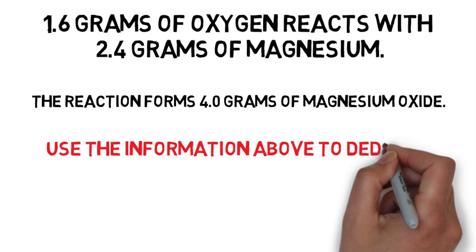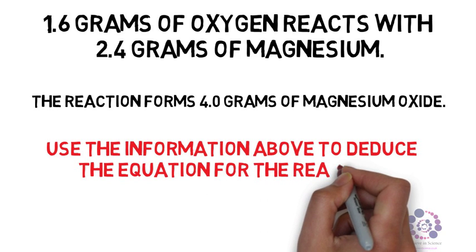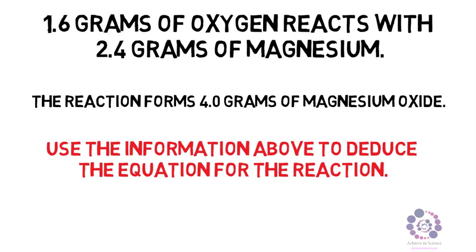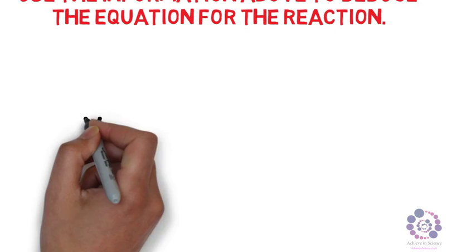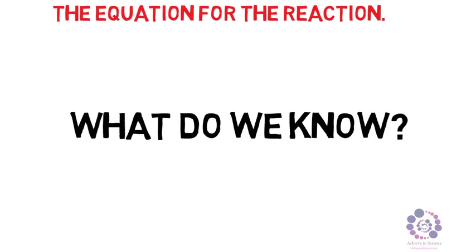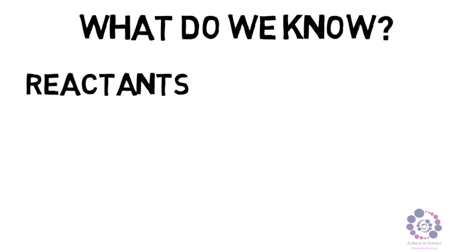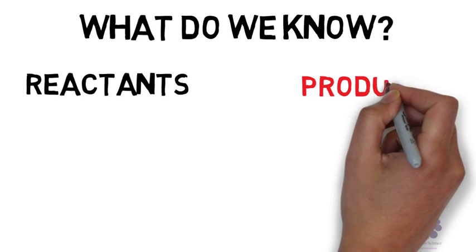So look carefully at this information that is provided, as the first step within tackling this question is to record the information precisely. So let's work it out. So what do we already know from the question? Well, from the question it tells you what the reactants are. It also tells you about the product.